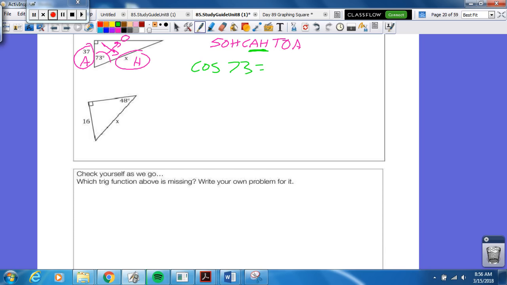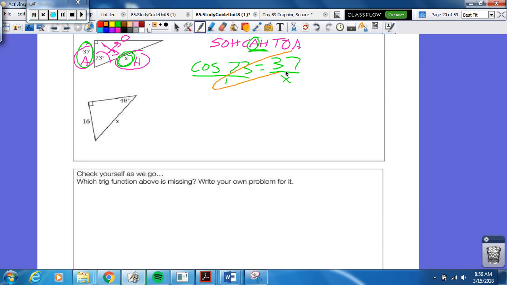So I got to make sure I do this in order. So adjacent first. So that's 37 this time. And I have x for my hypotenuse. So that goes on my denominator right there. Put my trigonometric function over 1. Okay. So this one's a little bit more complicated, so you have to take it step by step.